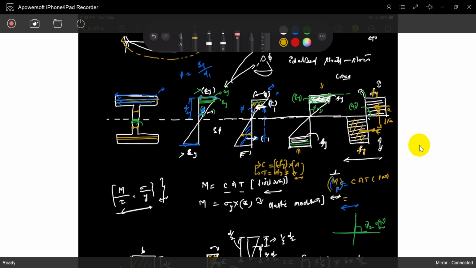So the neutral axis is changing. Previously it was the center of gravity axis, but now it is the equal area axis. The neutral axis will change. Sir, how is it changed? We'll discuss later how to find the moment carrying capacity in a plastic analysis.